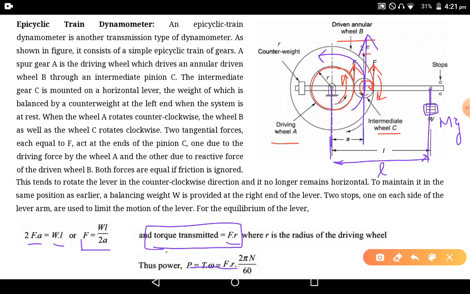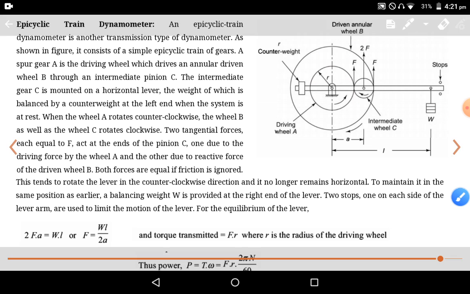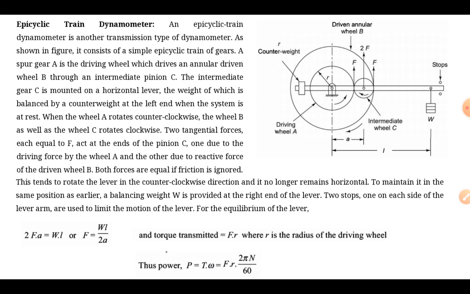Here F is known to us in terms of the parameters of the dynamometer, like the weight is known, L is known, and a is a known parameter, right. So everything is known, and in this way you can find the power being transmitted, right. So this is how this epicyclic train type dynamometer works, and with the help of this equation you can find the power being transmitted. Okay, we will solve some problems on this in our next video, and we will also discuss this in the discussion classes. Fine, thank you.